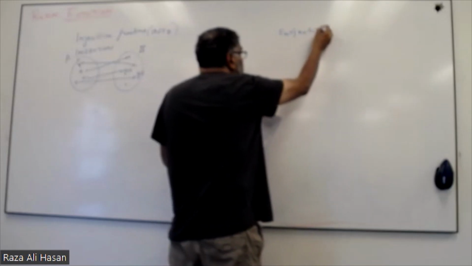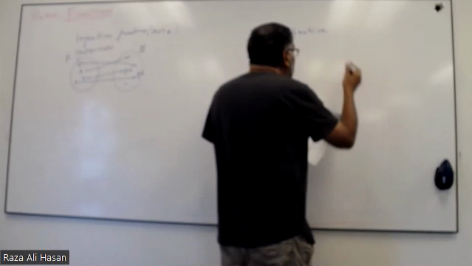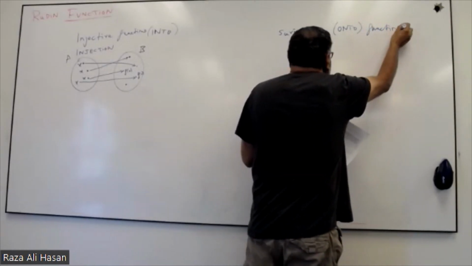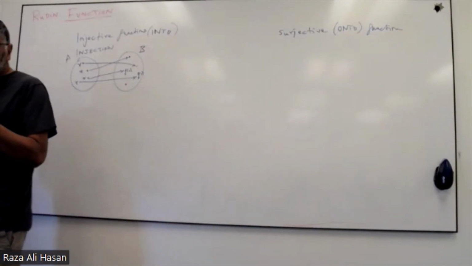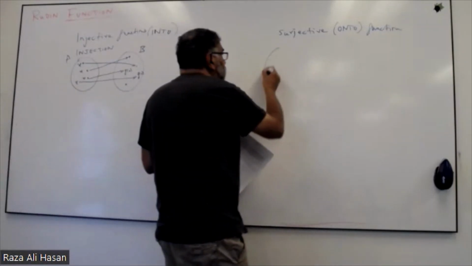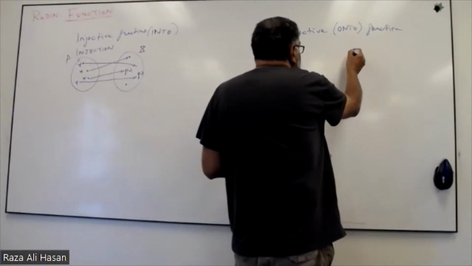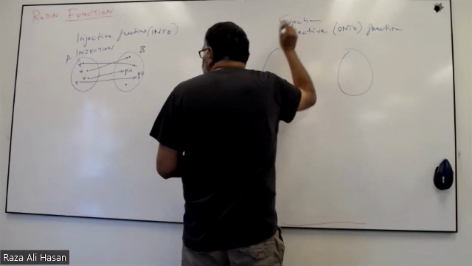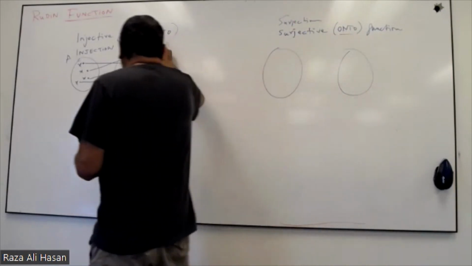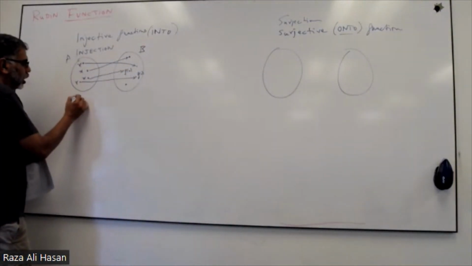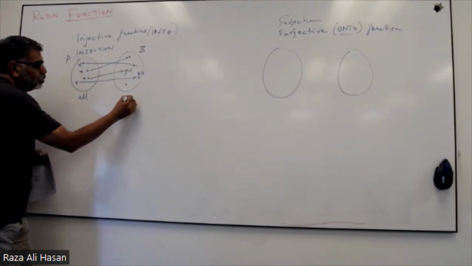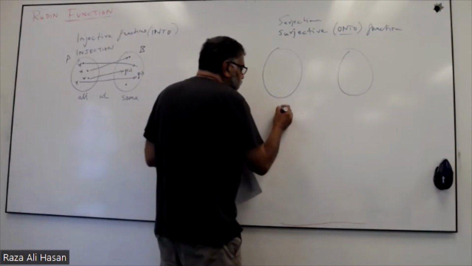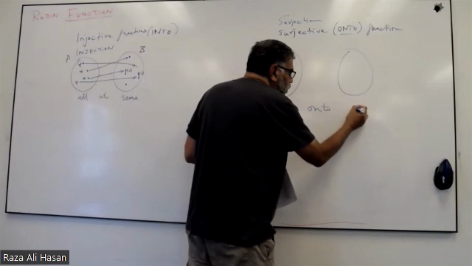Surjective, or onto function. An onto function says that, a surjective function or surjection says that if this is into, we go into some. And what we're going to have here is all onto all.